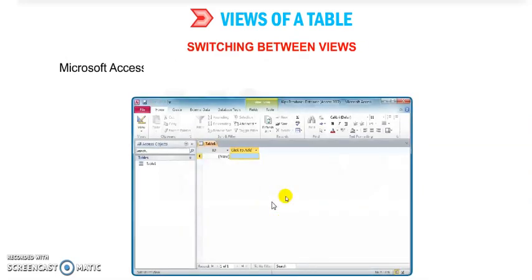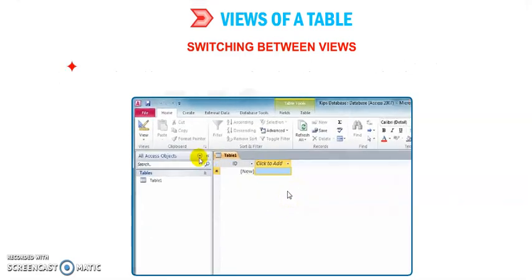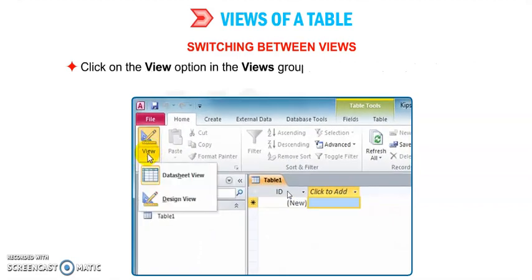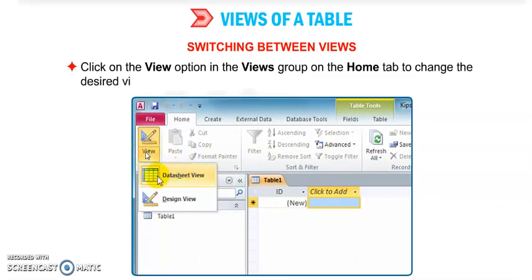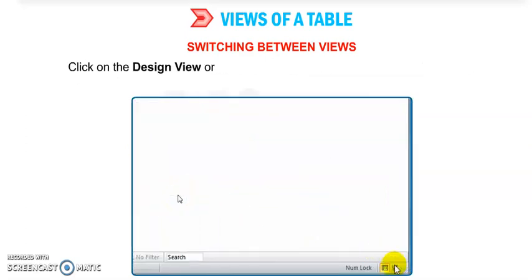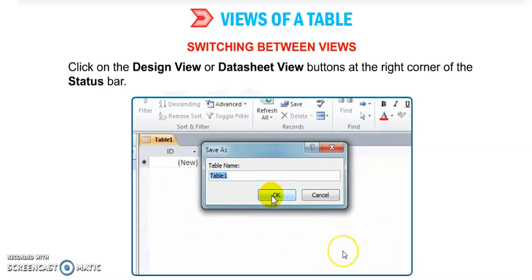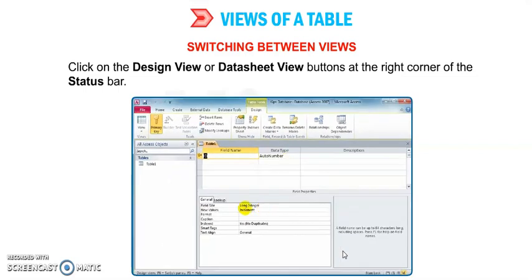Next is switching between views. Access allows you to switch from one view to another by following either of two ways. You can see the View option in the Views group on the Home tab to change to the desired view. You can also use the design view or datasheet view buttons at the right corner of the status bar. So you can save the file.